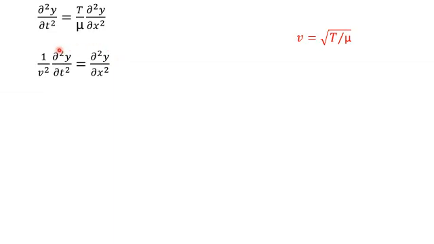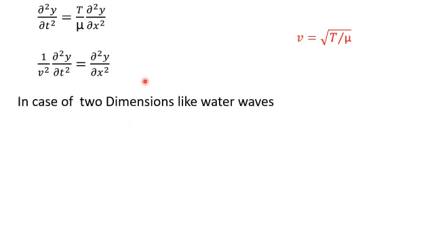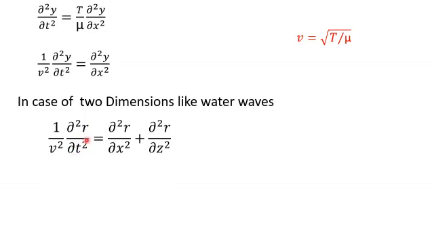This is the one-dimensional case where the wave is propagating along one dimension, like the wave pulse propagating along the string. In case of two dimensions like water waves, this equation will become 1 over v square curly square r by curly t square, which is equal to curly square r by curly x square plus curly square r by curly z square. Here r is the waving parameter, which is changing with respect to time and position, and it is given by r is equal to square root of x square plus y square. This is, remember, an example of water waves.